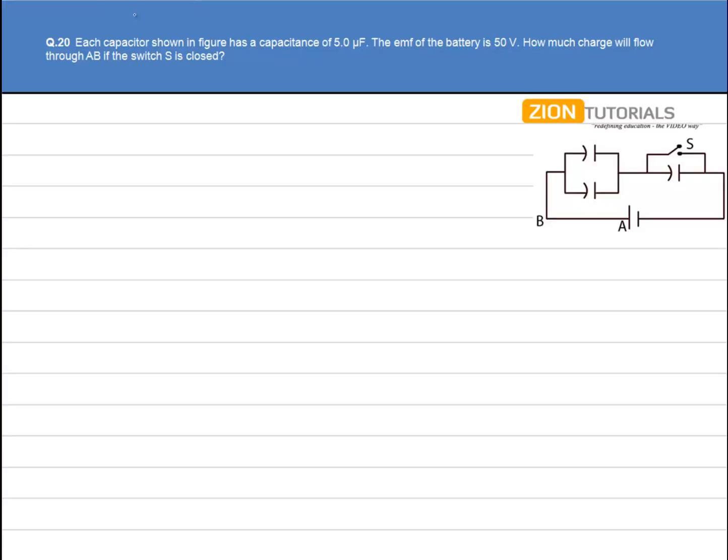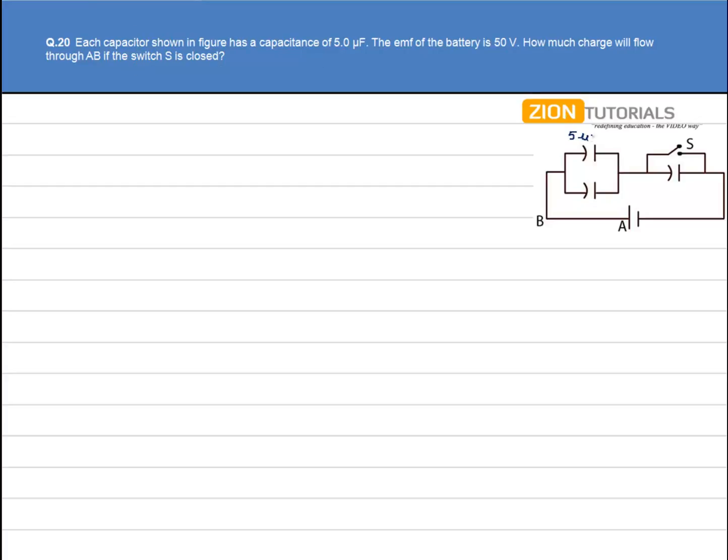Each capacitor shown in the figure has a capacitance of 5 microfarad. The EMF of the battery is given as 50 volt. How much charge will flow through AB if switch S is closed? Initially S is open, so let's calculate the charge on each of the capacitors.